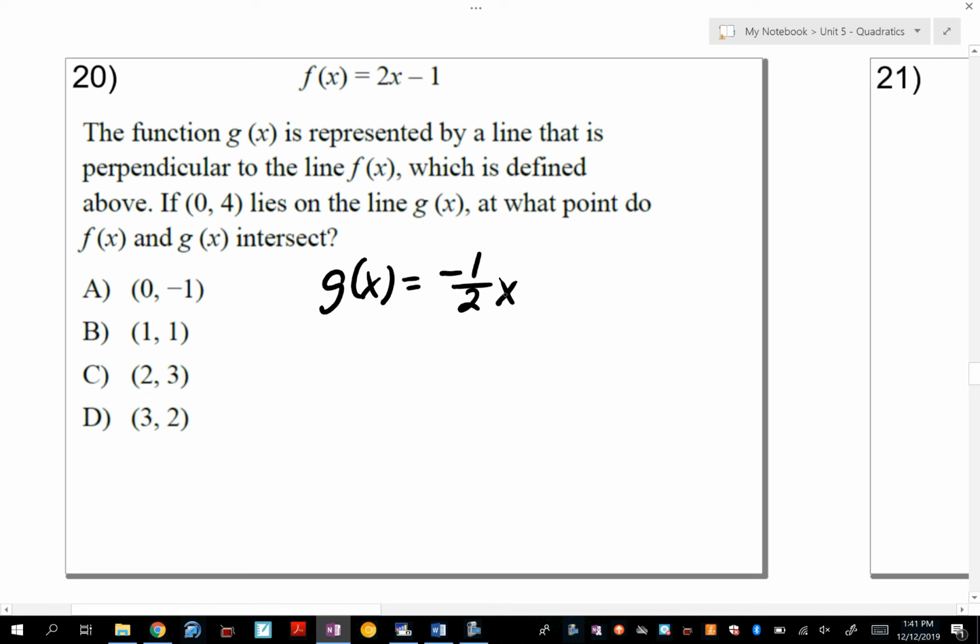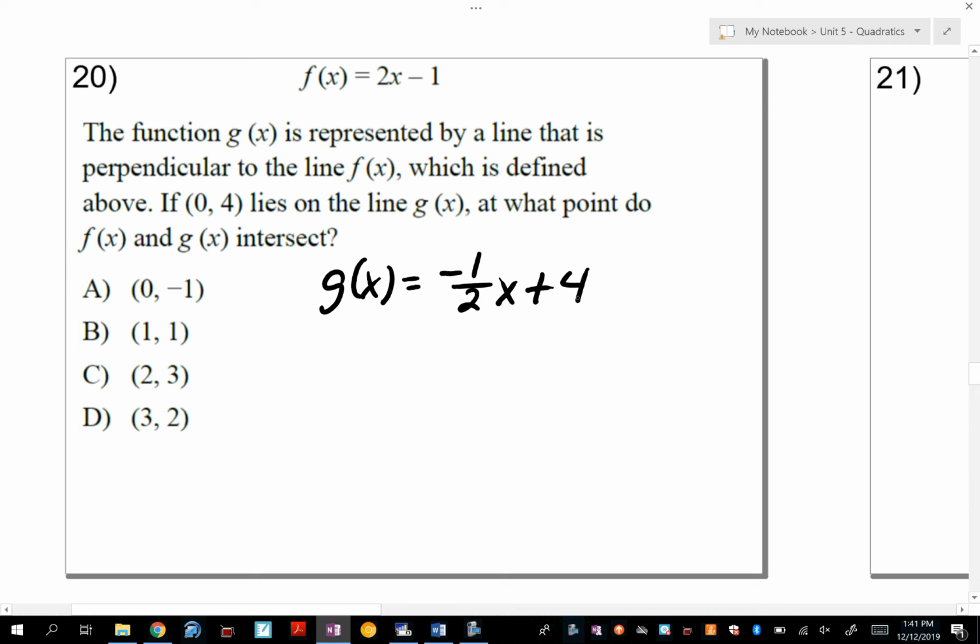Then it also tells me that there's a point that lies on g of x. So I could write, remember Fernanda helped us with this on the last one, but if we wrote plus b, you could plug in 0 for x and 4 for y. Remember, g of x is just another way of writing y. You can solve for b, but I'm not going to do that because what is (0, 4)? It's the y-intercept. Thanks, SAT. So you just write plus 4 and you've got it.